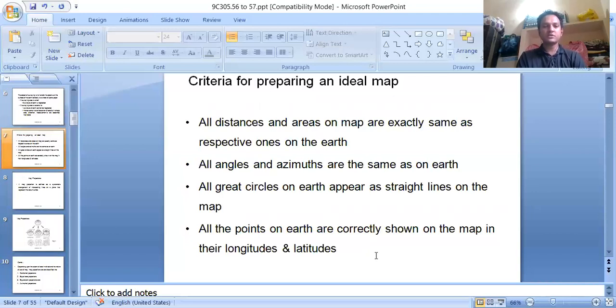All angles and azimuths are the same as on earth. So here angles and azimuths are also the same. All great circles on earth appear as straight lines on the map. So great circles on the earth appear like a straight line because we are drawing on two-dimensional paper. If we enlarge a circle, we will get a straight line. All the points on earth are correctly shown on the map in their longitudes and latitudes. These are the criteria.